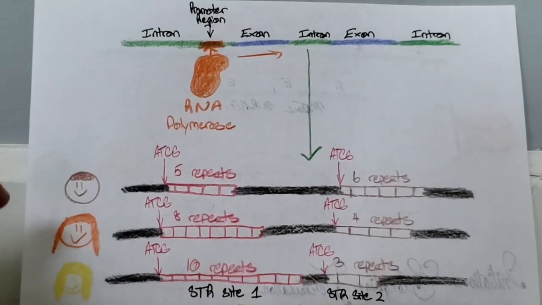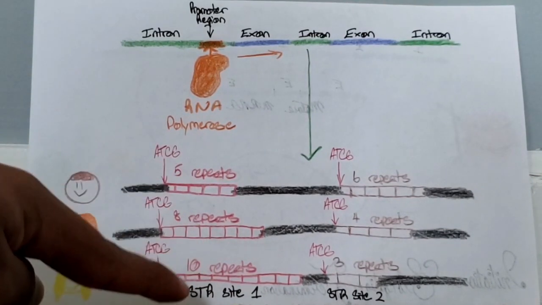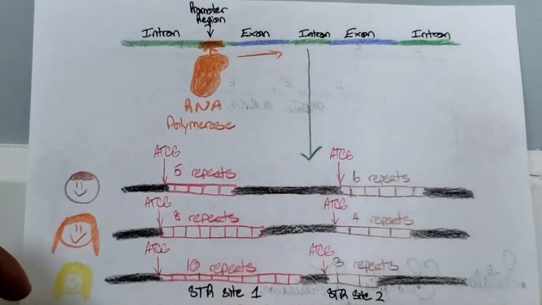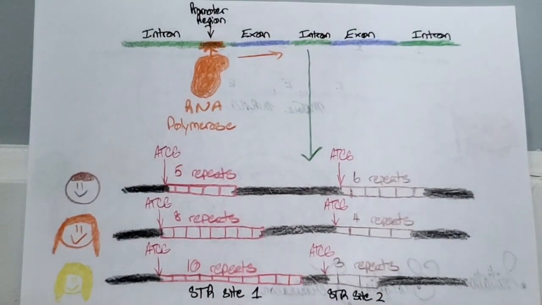Additionally, in DNA profiling, non-coding regions are helpful because they are used in tandem repeats, illustrated here in each of these three people's profiles. And by using these tandem repeats, DNA profiles can be formed.